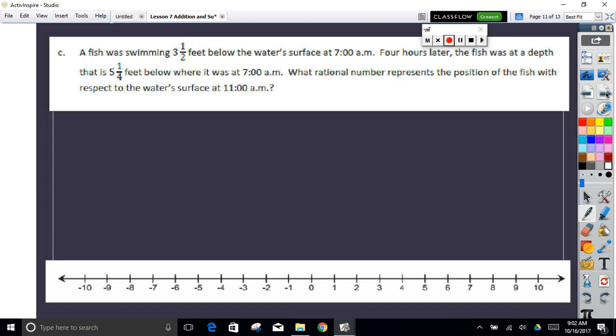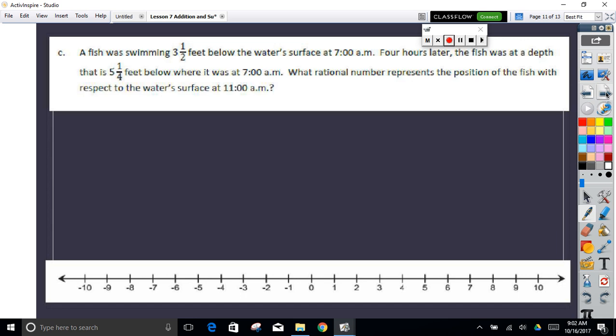A fish was swimming 3.5 feet below the water's surface at 7 o'clock a.m. 4 hours later, the fish was at a depth that is 5 1/4 feet below where it was at 7 o'clock a.m. What rational number represents the position of the fish with respect to the water's surface at 11 o'clock a.m.? Whew, that has a lot of numbers. You really have to think about what that problem is asking.